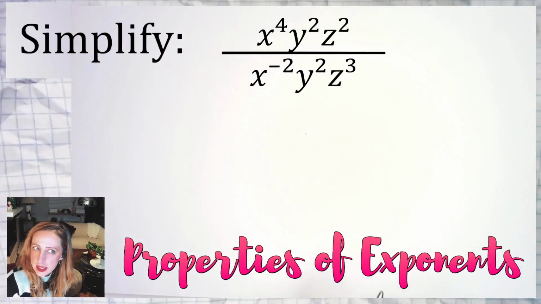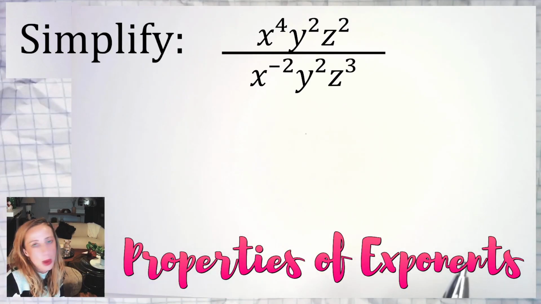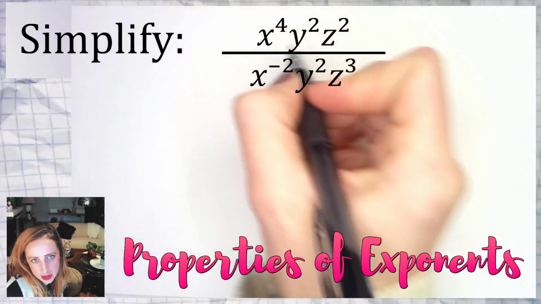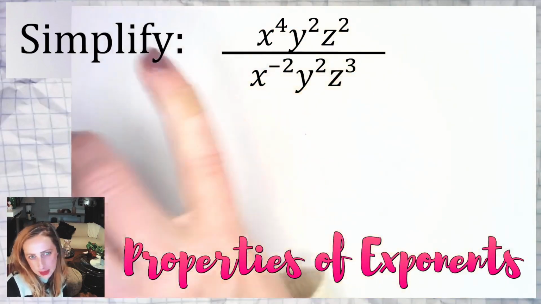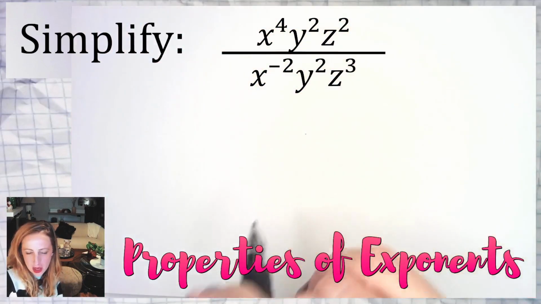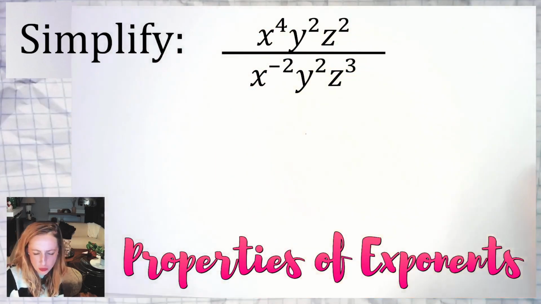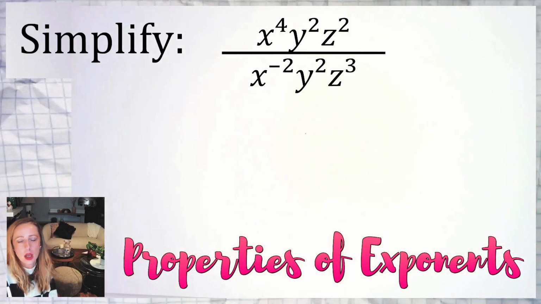Let's dive right in and work on this fraction demonstrating our knowledge of properties of exponents. X to the fourth, y to the second, z to the second all looks fairly nice. Everything has a positive exponent. So far I haven't repeated any bases. Okay, I'm fine. No parentheses.